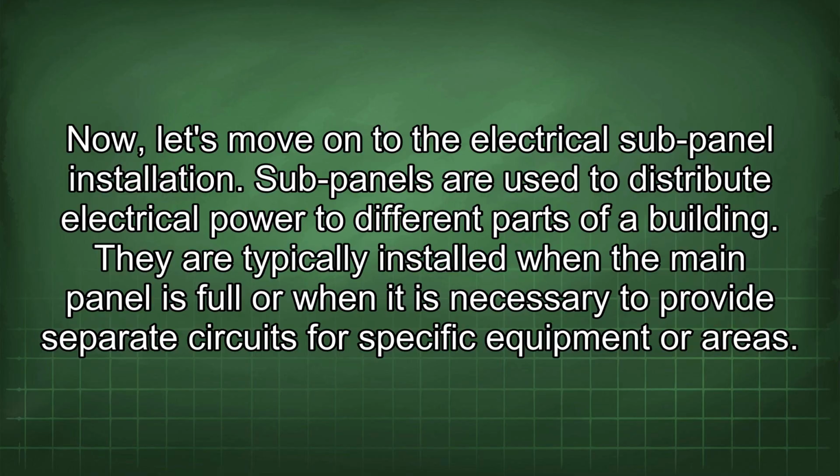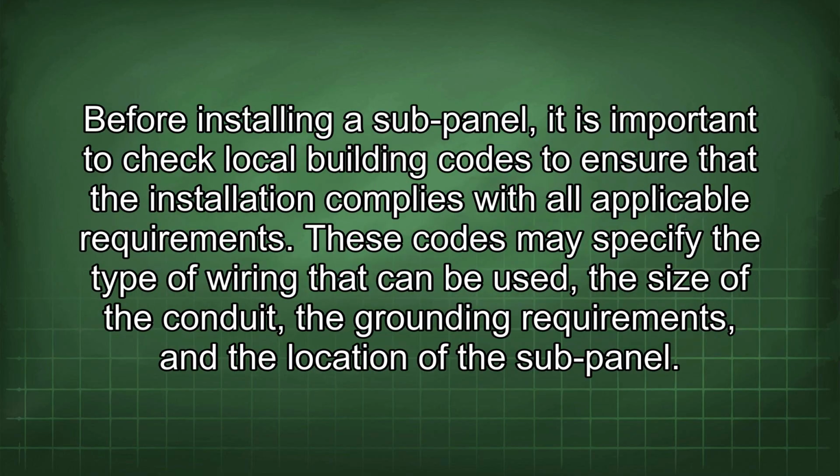Subpanels are used to distribute electrical power to different parts of a building. They are typically installed when the main panel is full or when it is necessary to provide separate circuits for specific equipment or areas. Before installing a subpanel, it is important to check local building codes to ensure that the installation complies with all applicable requirements. These codes may specify the type of wiring that can be used, the size of the conduit, the grounding requirements, and the location of the subpanel.